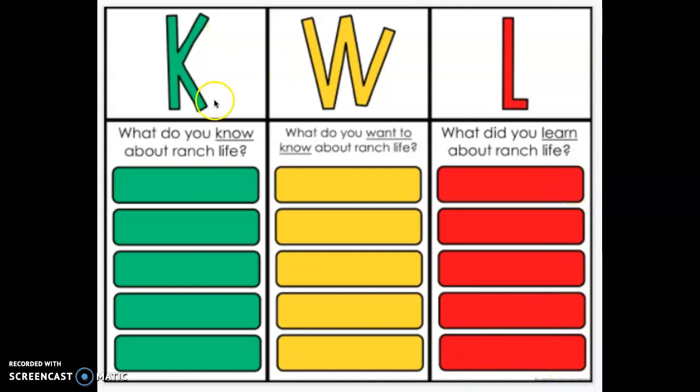So let's go to our K. Let's go and talk about things we already know about farms. So I've talked to some friends and they've given me things to put in here for what you already know. So I'm going to go ahead and start typing in here. We know that farms have animals. And notice I didn't write a complete sentence here, and that's okay.